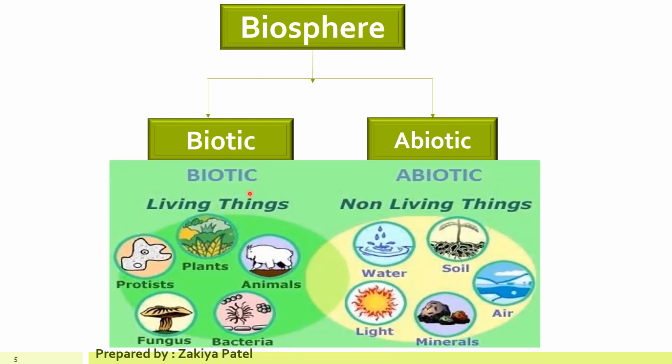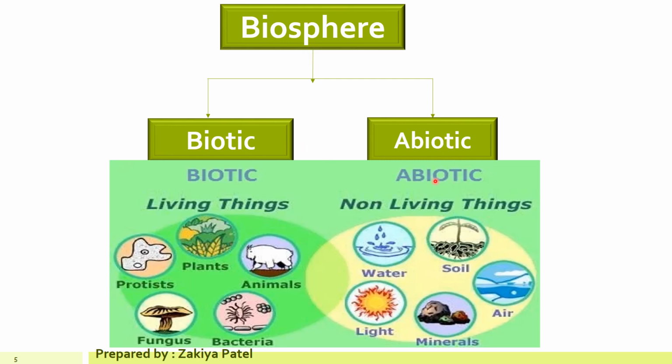See here in this figure, the living things are called biotic: plants, animals, bacteria, fungus, protist, or we can say protozoa. These are all living things, and all these living things constitute the biotic factors of the biosphere.